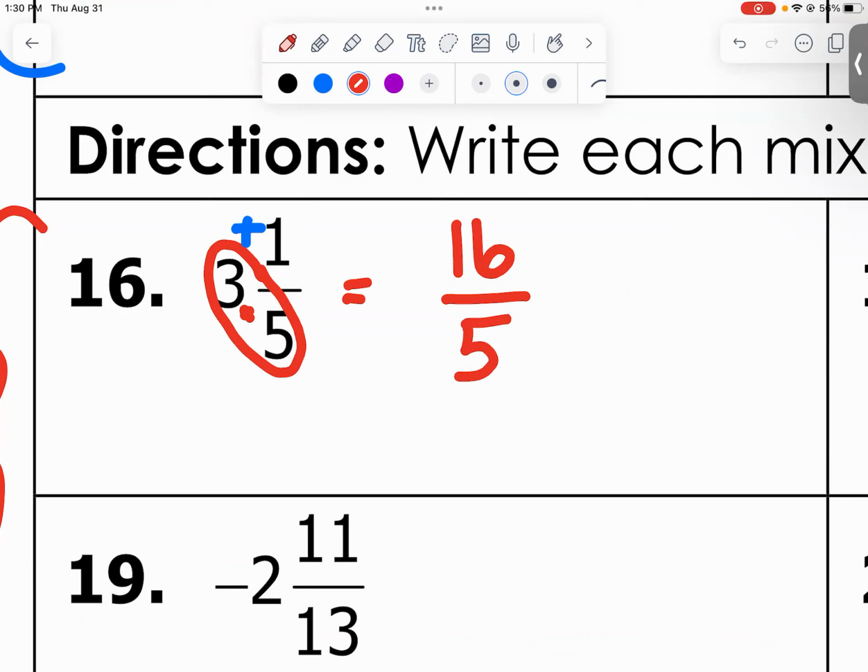So then we'd be going back to, okay. So right now we're going from mixed number to improper. So this is the answer that I want.